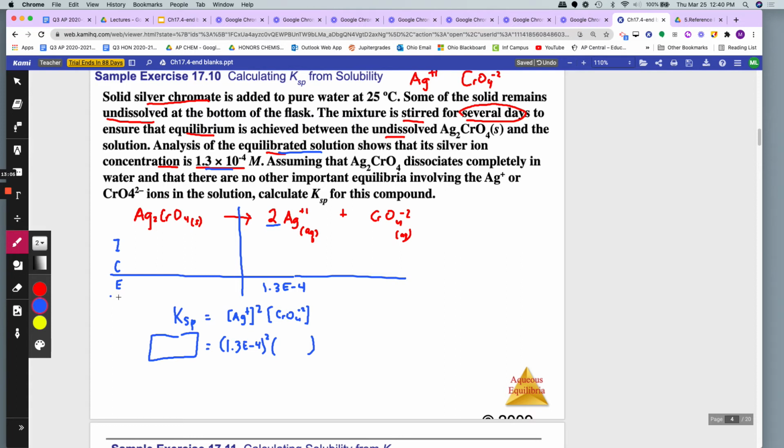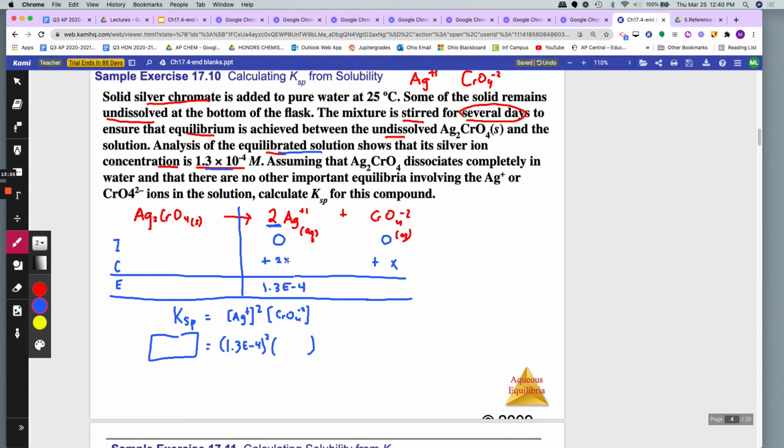Okay, go ahead and take a moment, pause the video, and try to figure it out yourself. Okay, so in the beginning there used to be 0 here, right? This will dissolve and go to the right. They will make 2x of this because of the 2 right here, and they will make x of this.